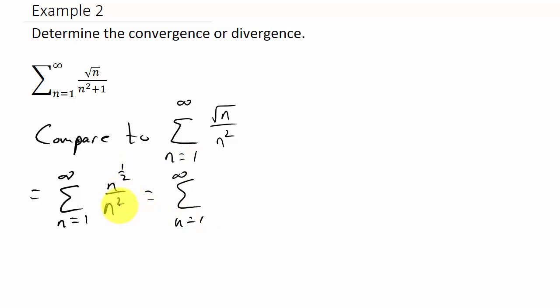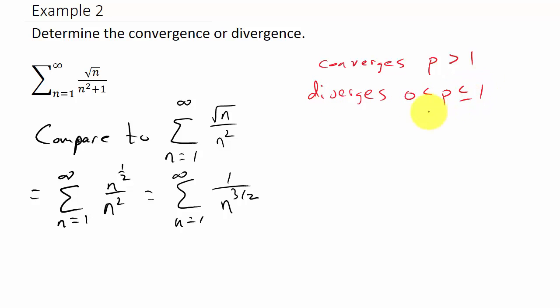Now, if I bring this down, I subtract the exponents. I've got 1 over n to the 3/2. And this is a p-series now. Okay, so we can easily determine if this converges or diverges. And remember, in a p-series, it converges if p is greater than 1, and diverges if p is greater than 0 but less than or equal to 1.